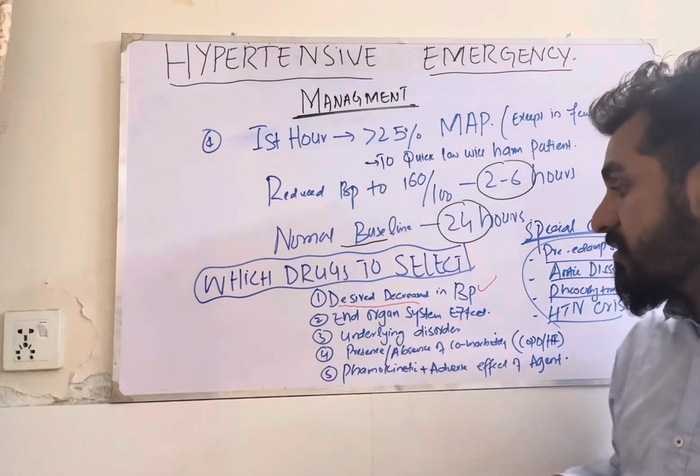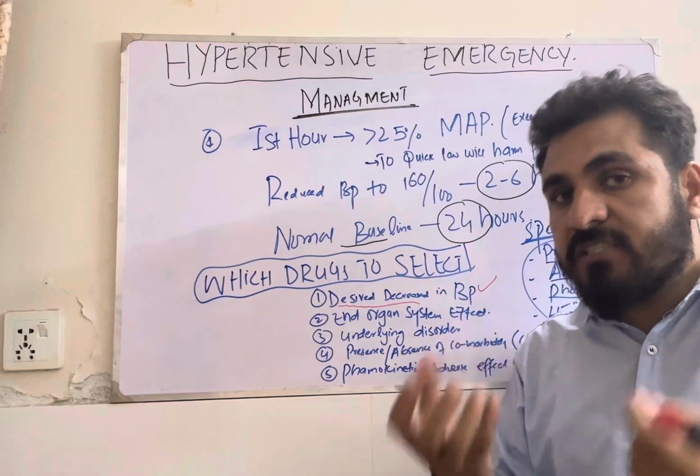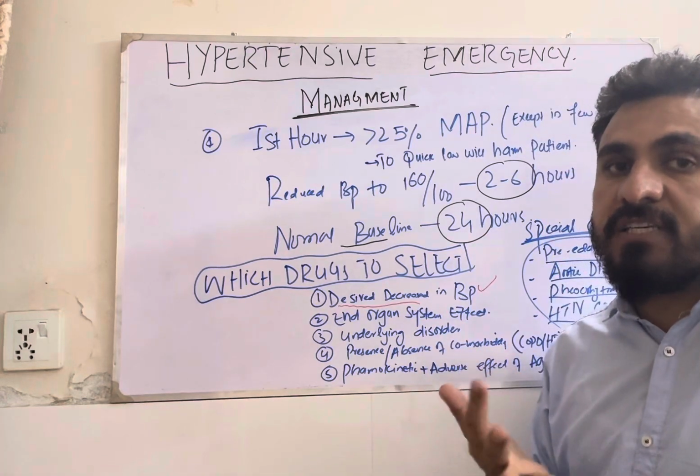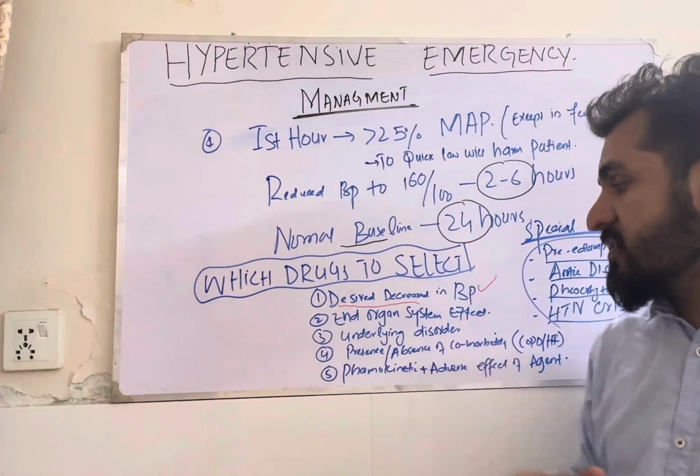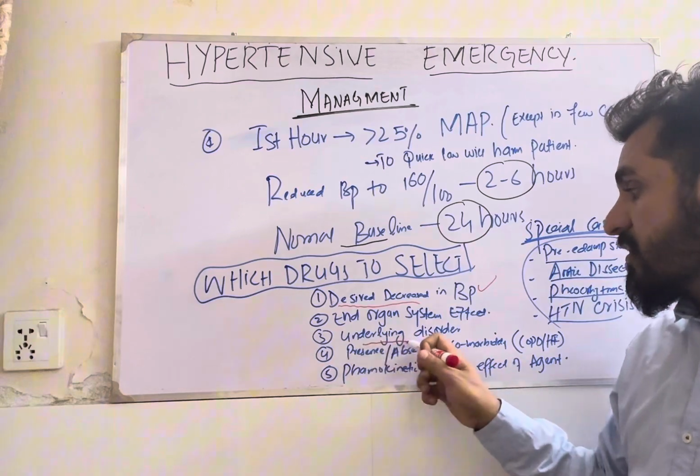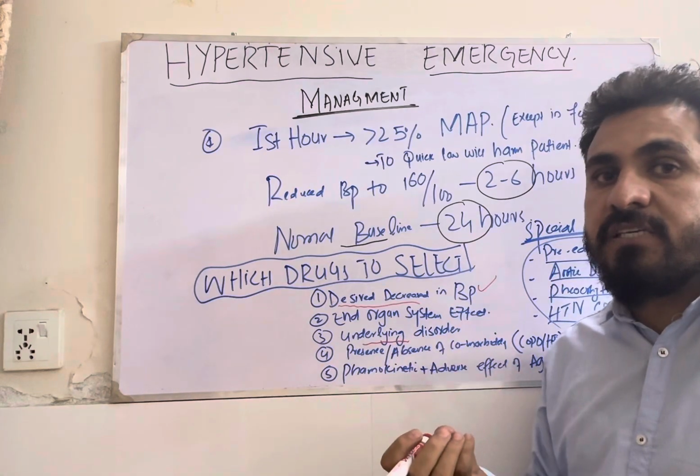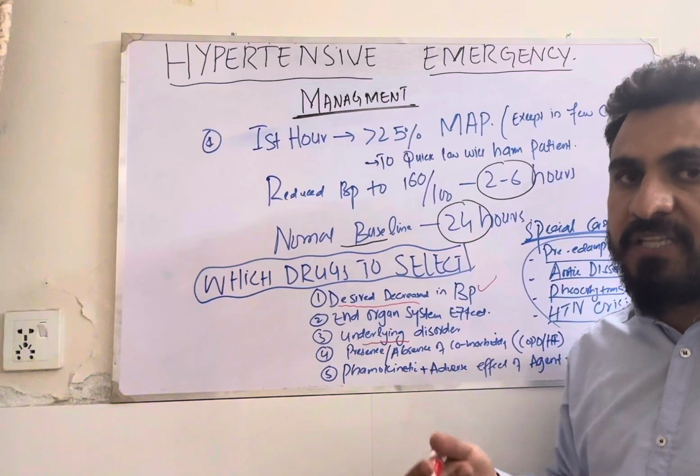The second is the end organ system affected. Which end organ system is affected? Either the cardiovascular system, neurological system, renal system, or ophthalmological system. The third is the underlying disorder. Does this patient have any underlying disease, or is the patient otherwise normal and has now gone into hypertensive emergency?